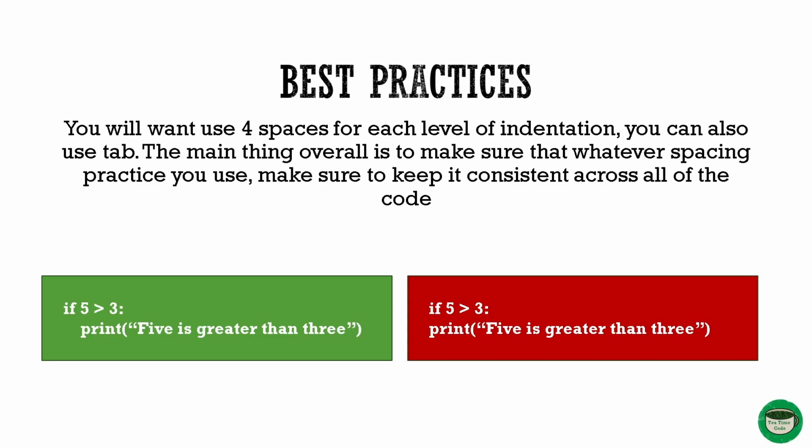Another example of best practices is that you'll want to use 4 spaces for each level of indentation, as I talked to you about before. But you can also use tab. The main thing overall is to make sure that whatever spacing practice you use stays consistent across all of your code. So if you use 4 spaces, make sure you always use 4 spaces. If you use tab, make sure you always use tab. If you want to use 10 spaces, for example, make sure you always use 10 spaces. Obviously, that's a bit of an extreme example, but the main thing to remember is to keep it consistent.